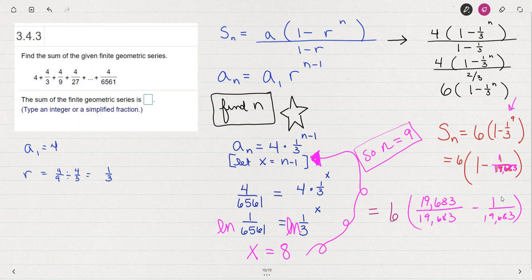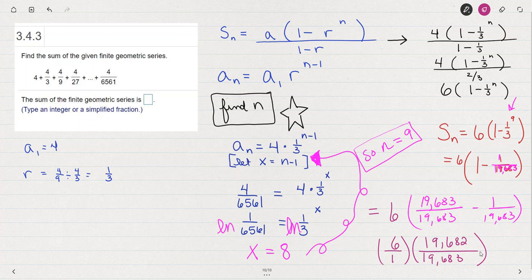And so this fraction is going to come to 1 less than that. So 6 over 1 times 19,683 minus 1, so 19,682 over 19,683. We're nearly done now.